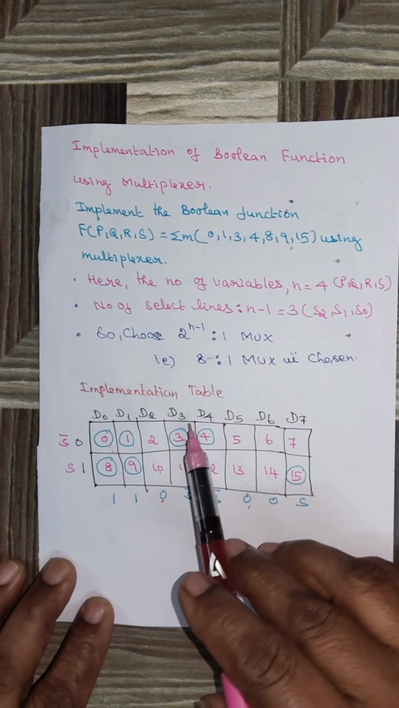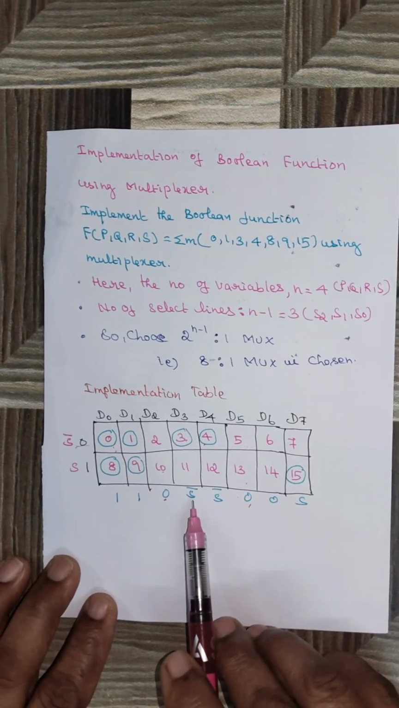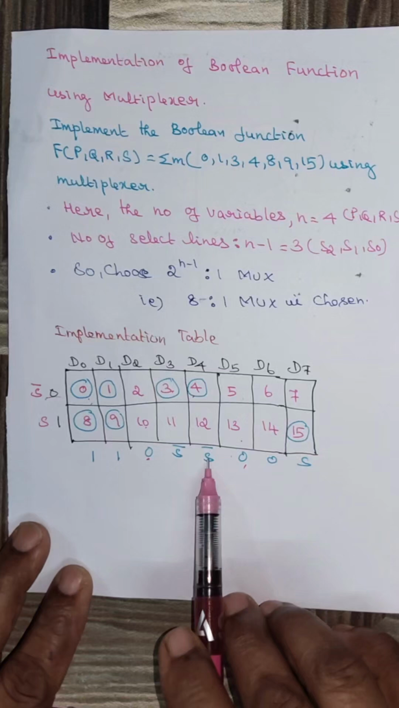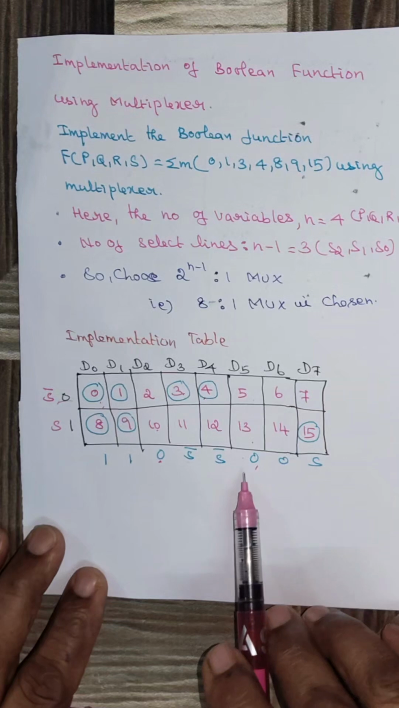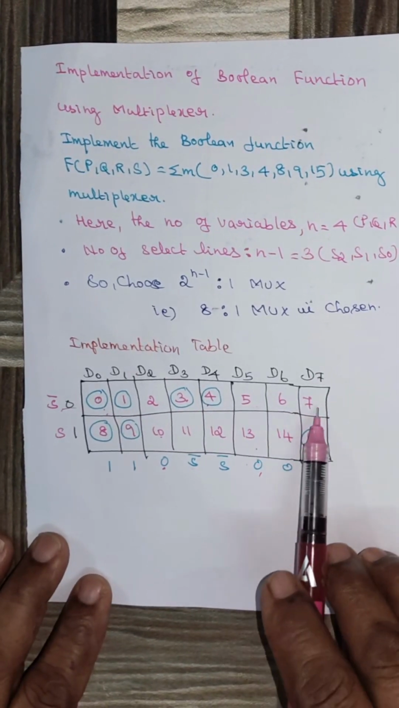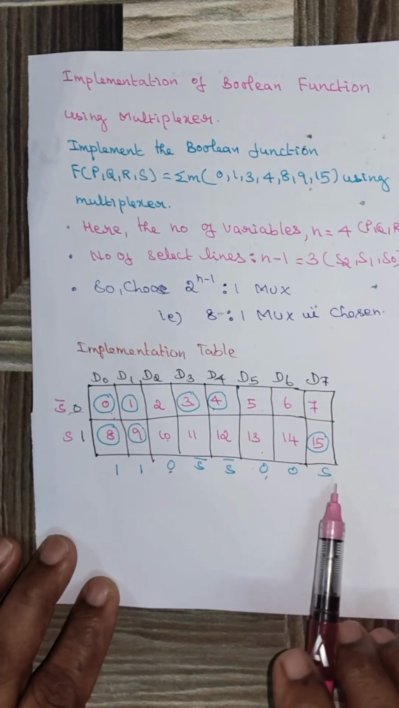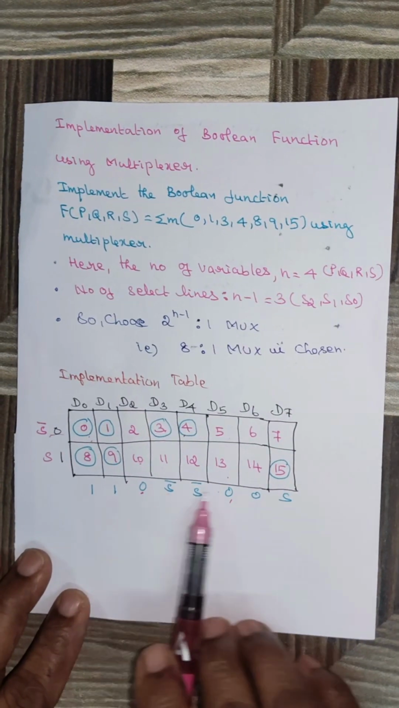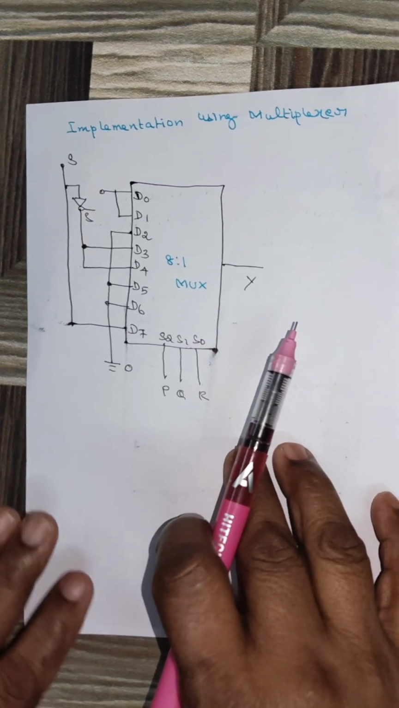Here the minterm is circled only in the S bar row, so the value to be applied to D3 is S bar. And for D4 it is also S bar. Here the two minterms are not circled, so the value is 0. Here also it is 0. In the last column, the minterm in the S row is circled, so the value to be applied is S. Now these are the values to be applied to the data lines, so we can go for the implementation using an 8 is to 1 mux.